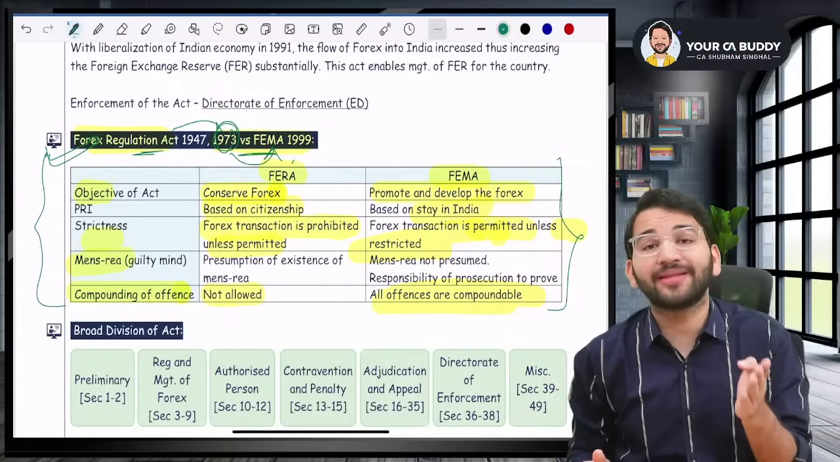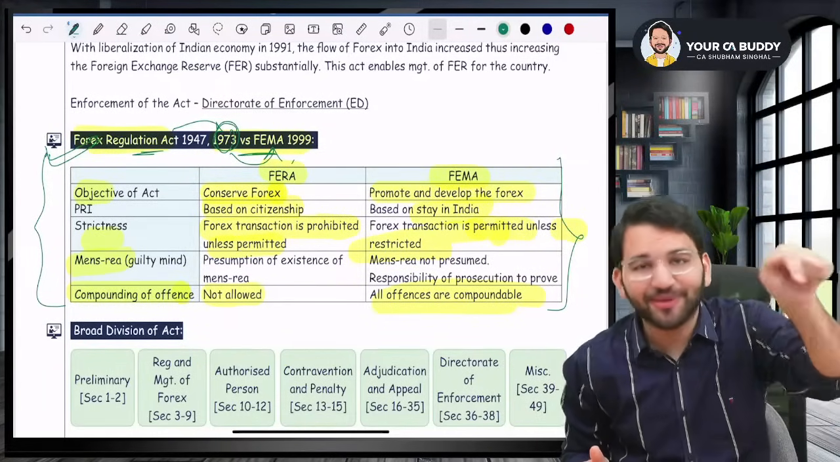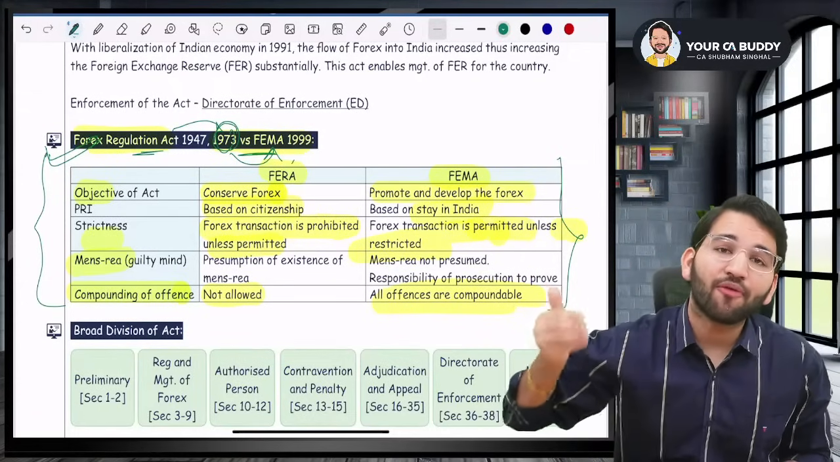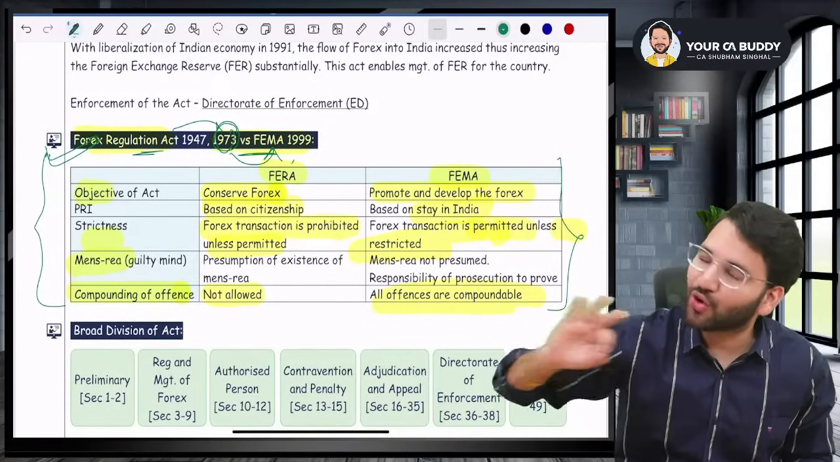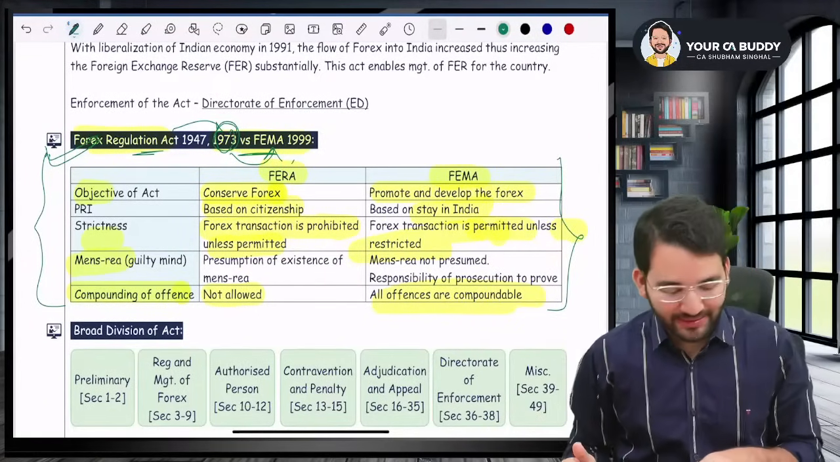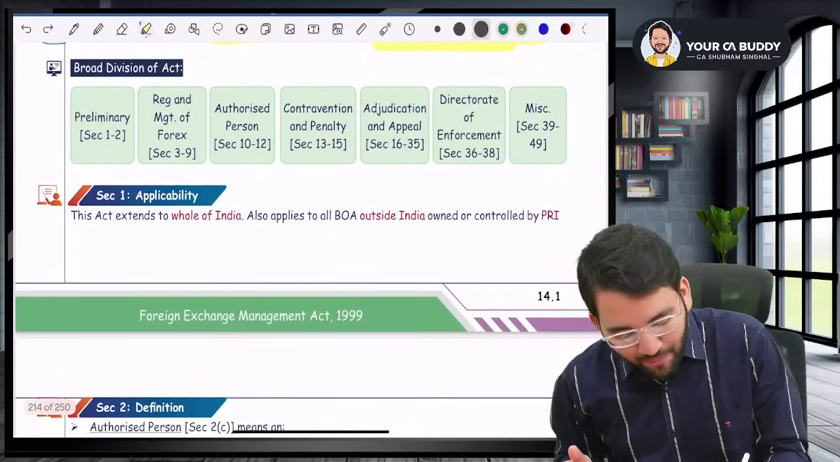Number four, mens rea. What is mens rea? Guilty mind. In FERA, there was a presumption of mens rea, but in FEMA, there is no presumption of mens rea. Compounding of offense. In FERA, compounding of offense was not allowed. In FEMA, it is definitely allowed. So these are the five differences that we have to remember, sir. After that, we start certain important sections.